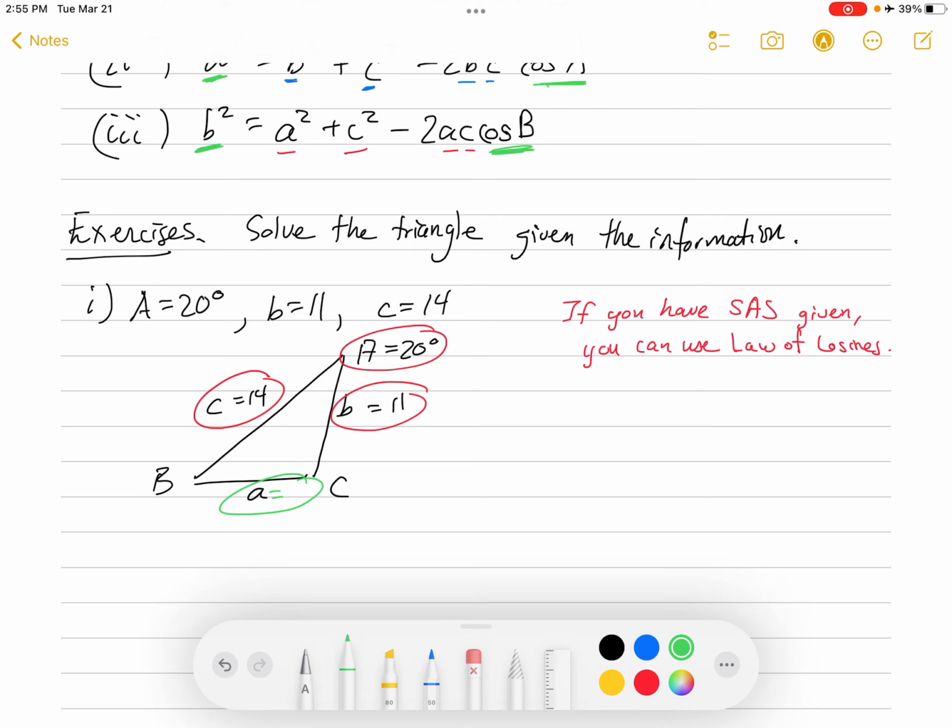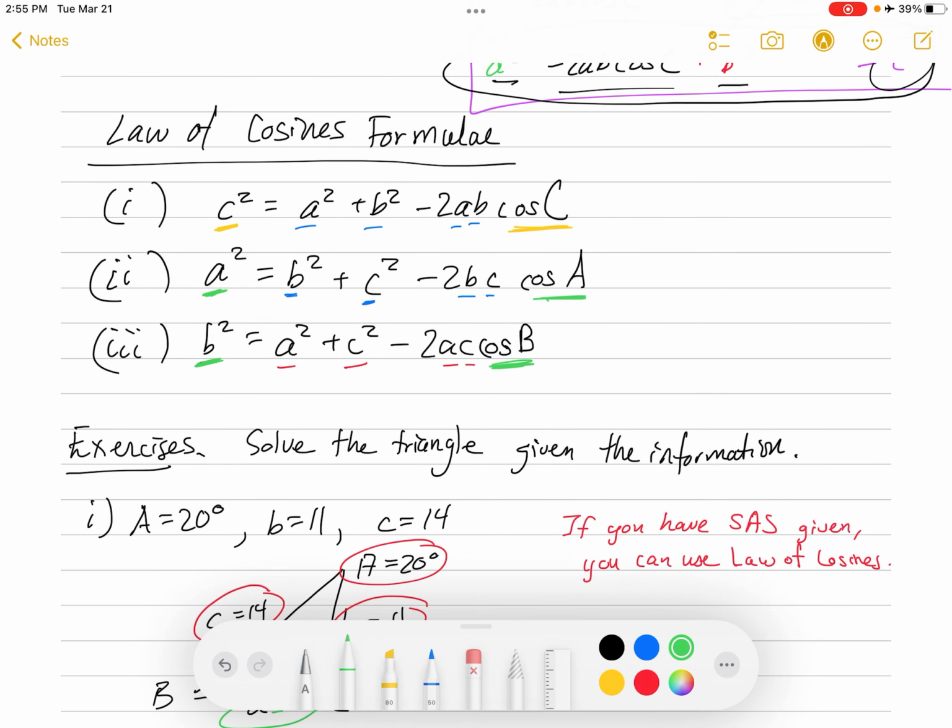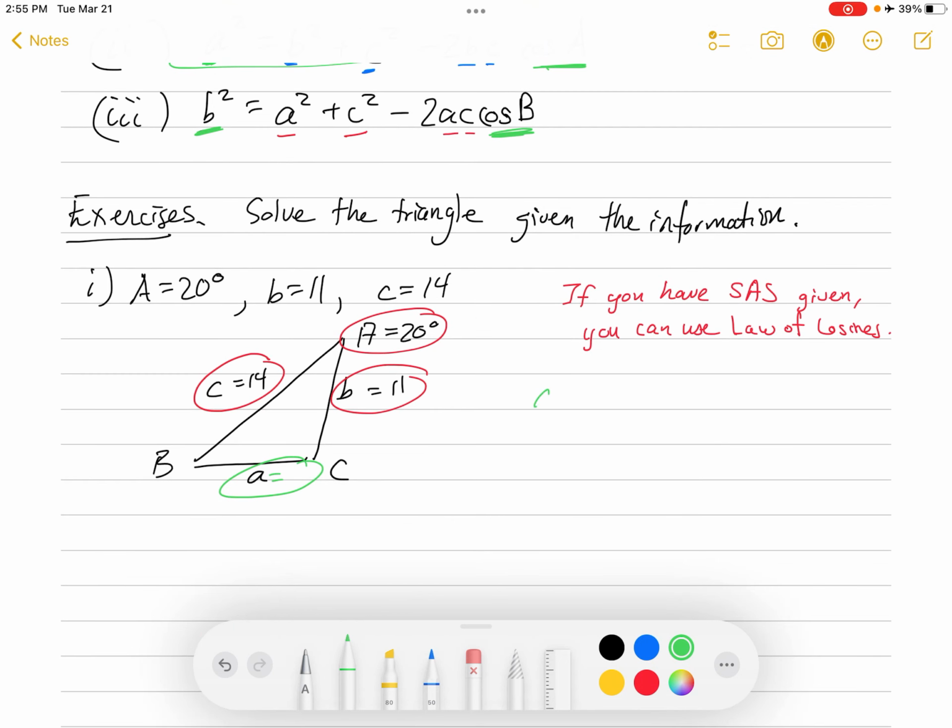So finding little a, I'm going to use the one that has little a squared. So little a squared equals b squared plus c squared minus 2bc times the cosine of big A. So we're looking for little a. We know b and c, and we know big A. Since this has a square, let's just take the root of the whole entire right-hand side. We have little a is going to be the square root of b squared plus c squared minus 2bc cosine of A.